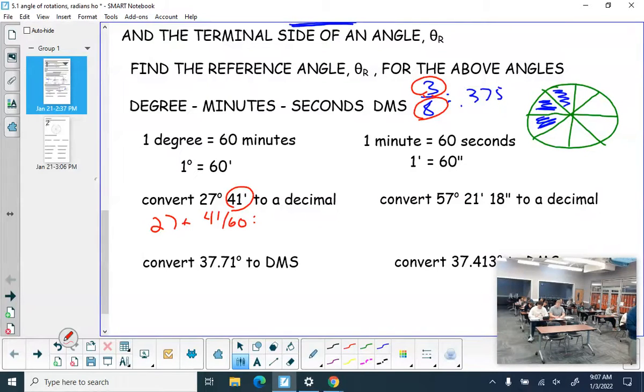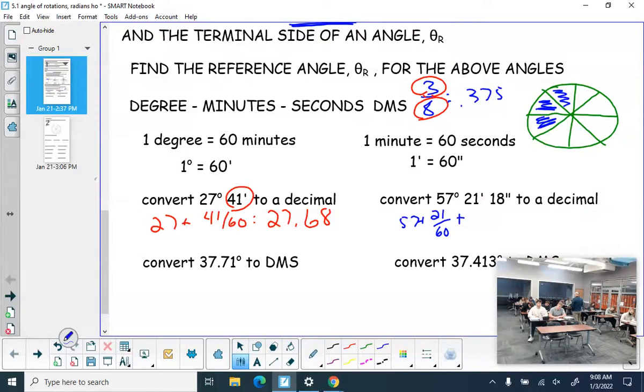Grayson, what do you come up with? 27.68. Point what? 68. 27.68. Well, what can I do if I have minutes and seconds? I can still do the 21 divided by the 60 because that's going to convert my minutes into a decimal.